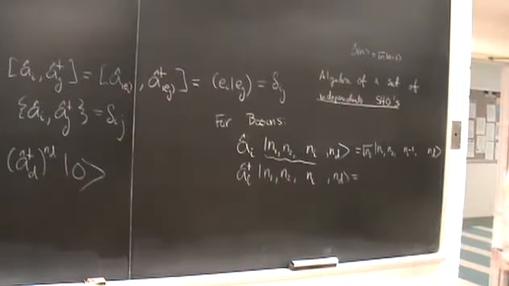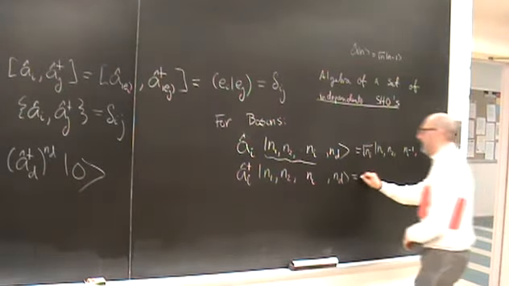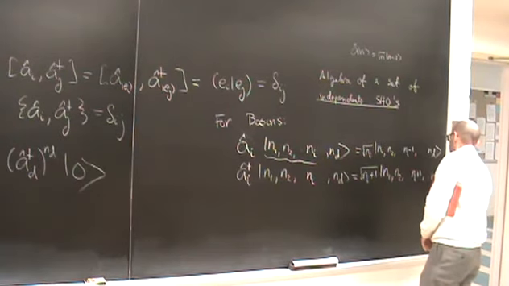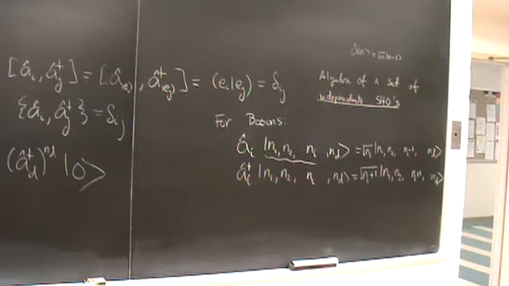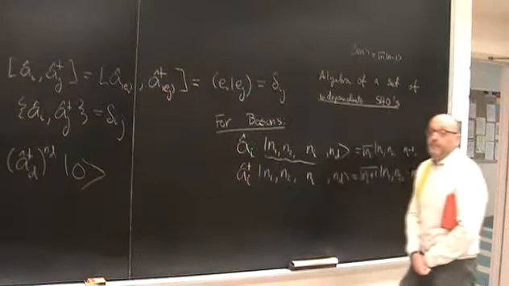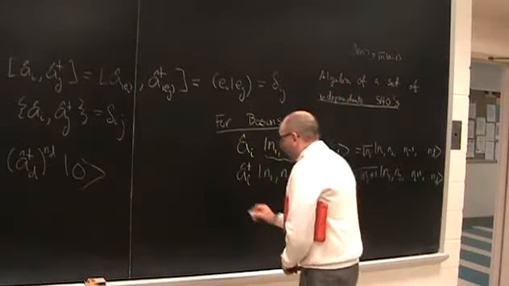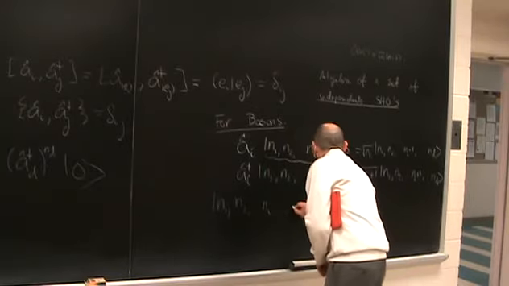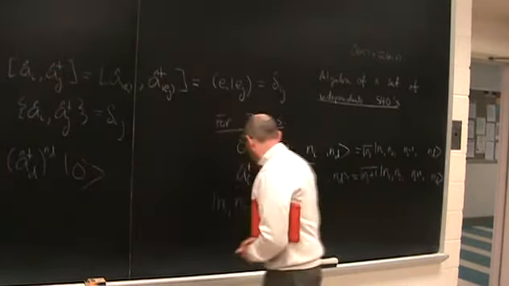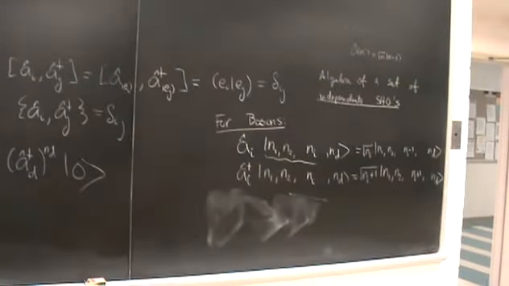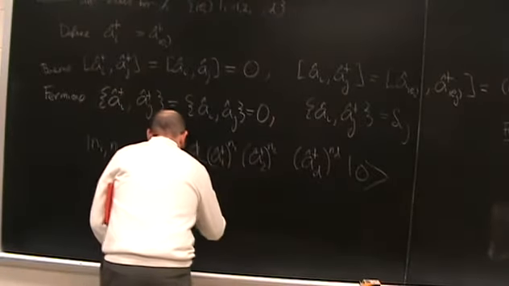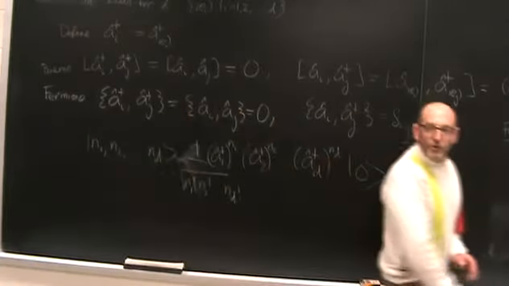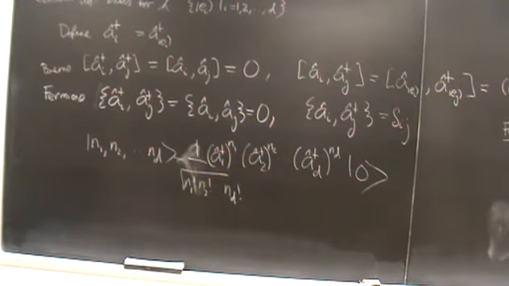is what? Someone was remembering that part about all the 1 over the square roots. Instead of writing it again, let's just put it over here, equals what? Well, I have to have 1 over the square root of n1 factorial, n2 factorial, dot dot dot, n_d factorial. Right? That's the normalization.